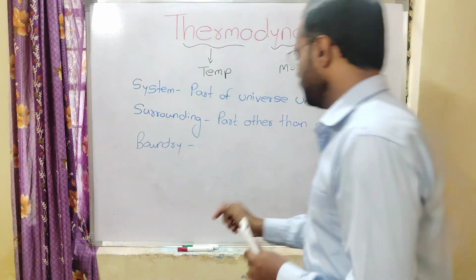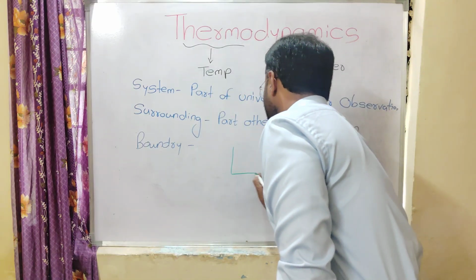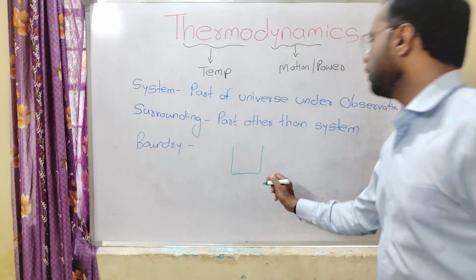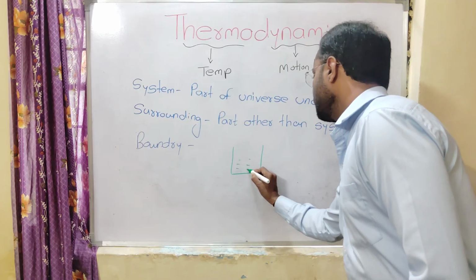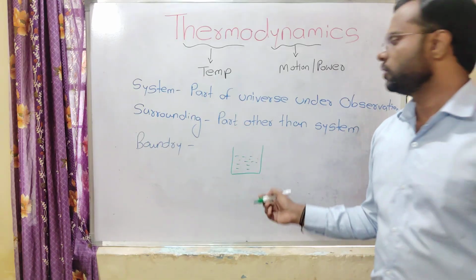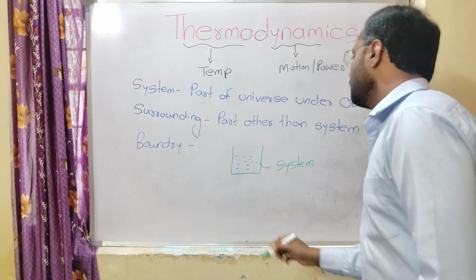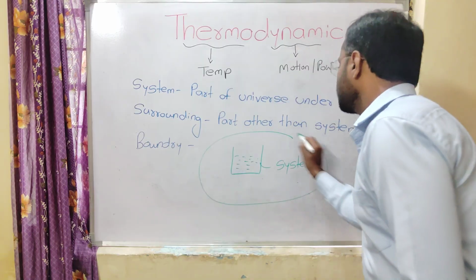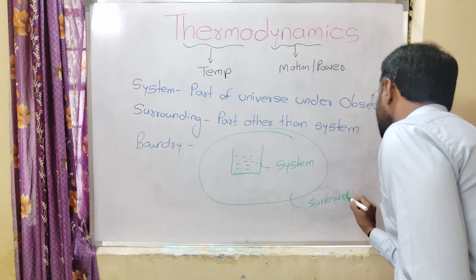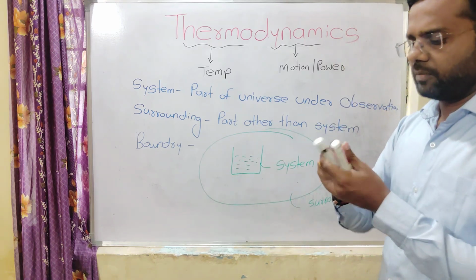So if we observe part of universe under observation, see if you observe that container which is filled with liquid, and we are observing the changes in that part, so that part for us is a system. The part other than that system is our surrounding, and the part which separates system and surrounding, that is our boundary.